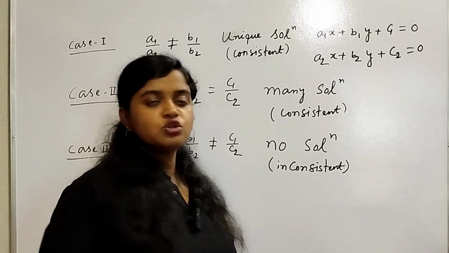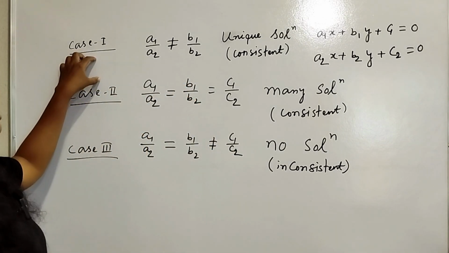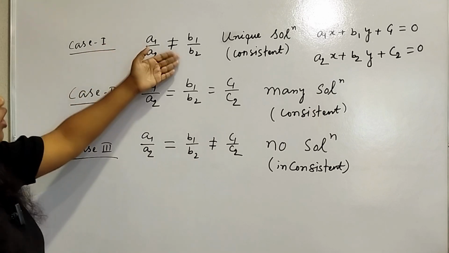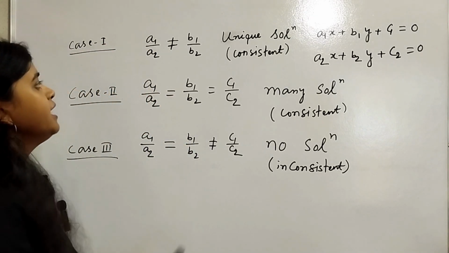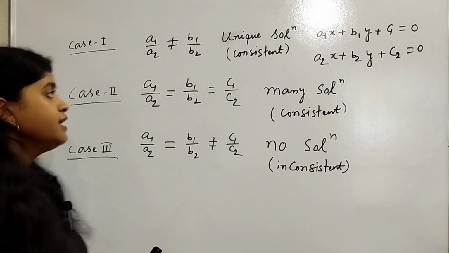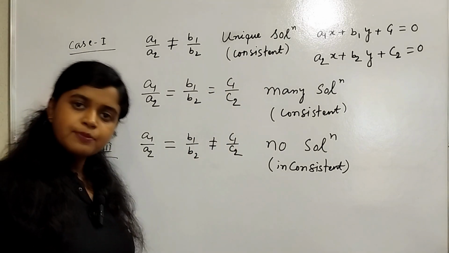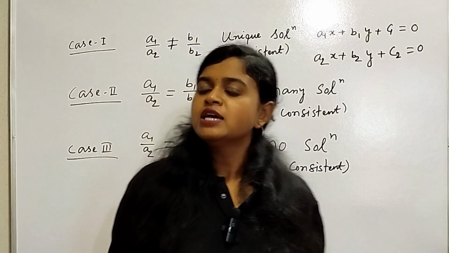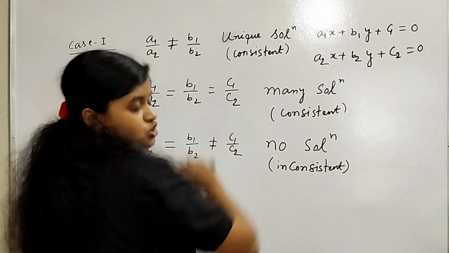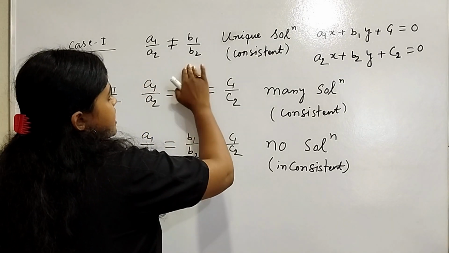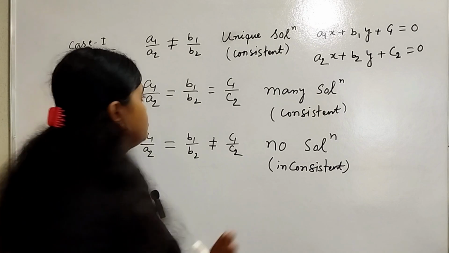So to discuss this question, let us discuss this topic. Case number 1 is that A1 by A2 not equal to B1 by B2. In this case, we are getting a unique solution. And what is a consistent solution? When the pair of linear equations has a solution, then we can simply say consistent. So in this case we are getting a unique solution, that means we say this is a consistent solution.